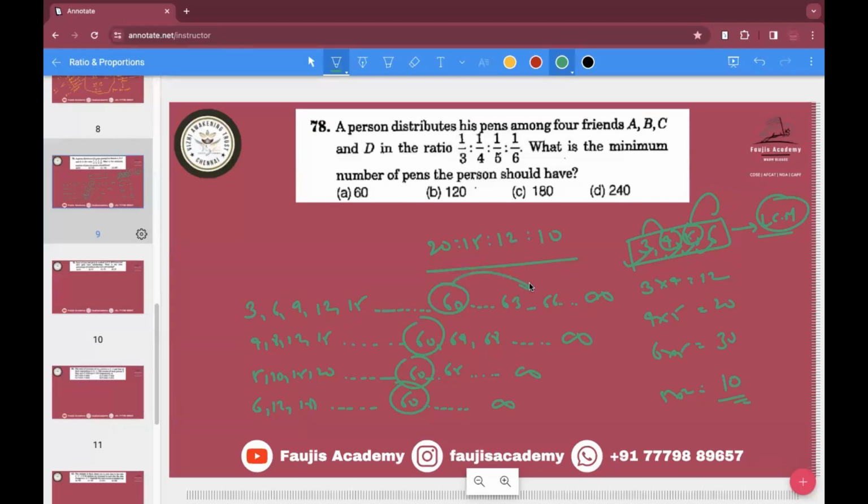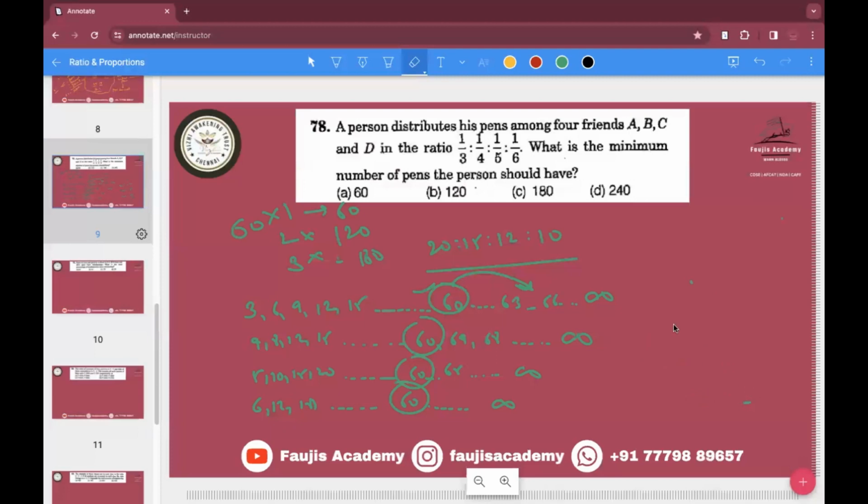But the good part is that the next common multiple will be in the multiples of this number. This is 60. The next common multiple will be 120, which is 60 into 2. Then the next common multiple will be 180. Right? You forget this one. Getting it? Yes, sir. So you can conclude that.